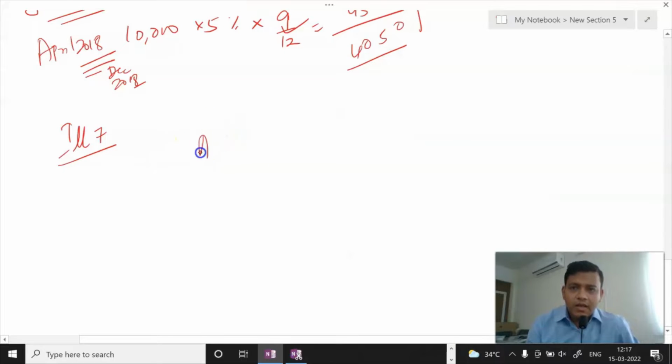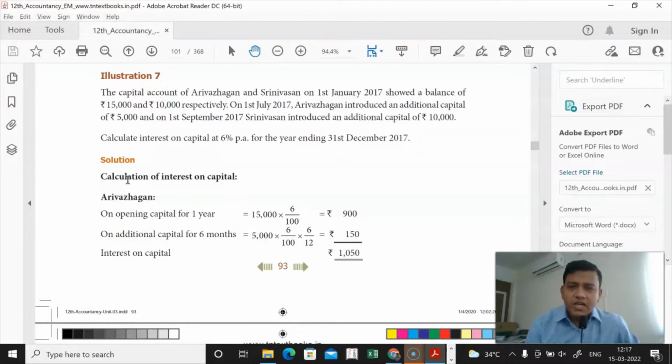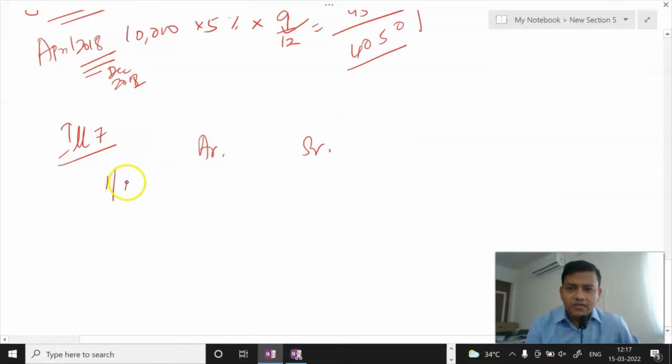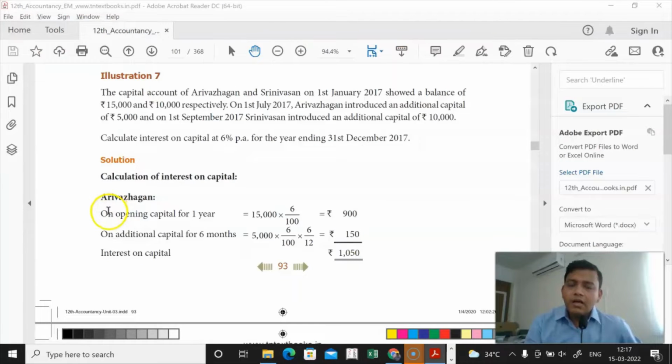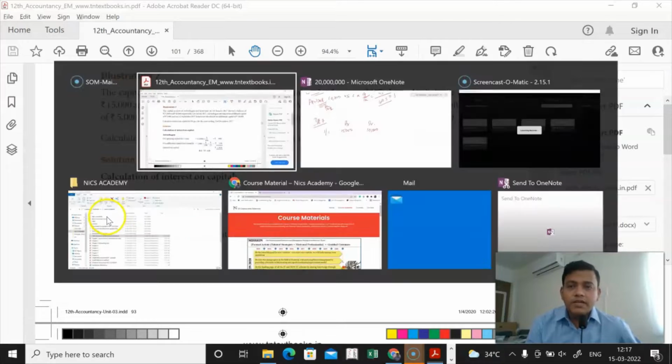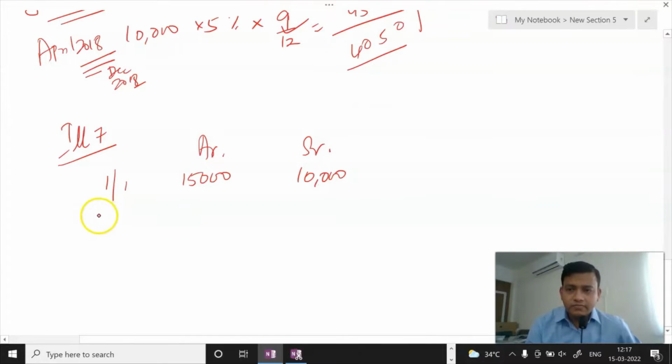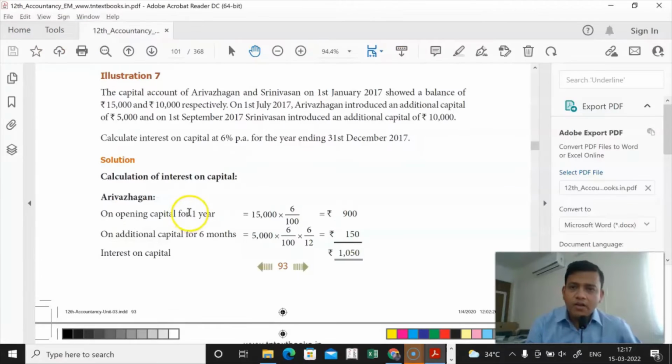So capital of Arivaragan and Srinivasan on 1st January 2017 showed a balance of 15,000 and 10,000. So we'll put 1st January 15,000 and 10,000 now. So let's read the next part. Arivaragan introduced additional capital of 5,000 on 1st July. So on 1st July, Arivaragan is introducing some additional capital of 5,000.